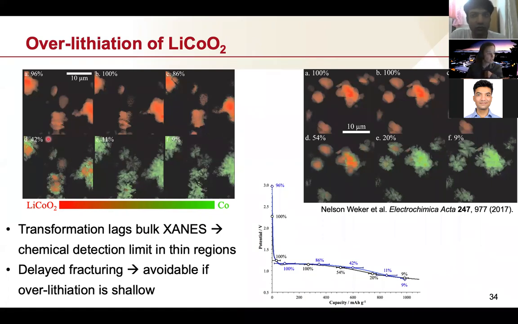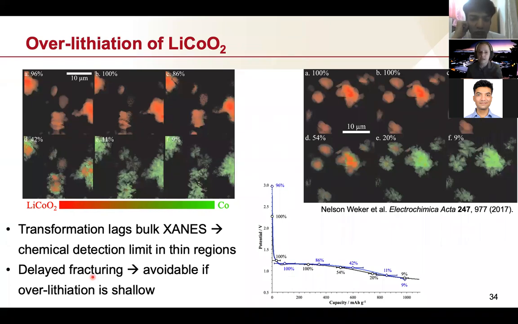But we do see that the fracturing happens after the conversion starts. So we start to convert cobalt, then particles fracture. So a small over-lithiation is probably okay, but you don't want to go deeper so that you're fracturing the particles.